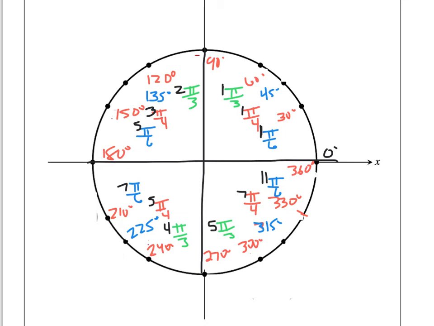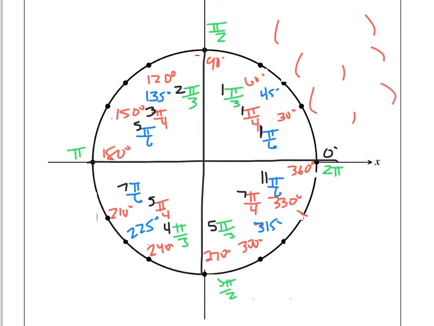Don't forget our quadrant angles. So 90 would be pi over 2, 180 is pi, and then we have 3 pi over 2, and 2 pi. Those always get left off. Don't forget them. All right, now I just have my coordinates everywhere.